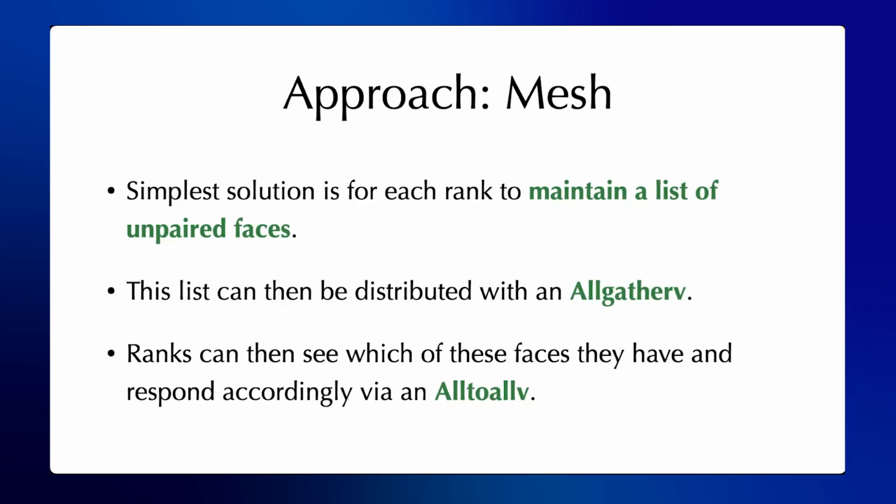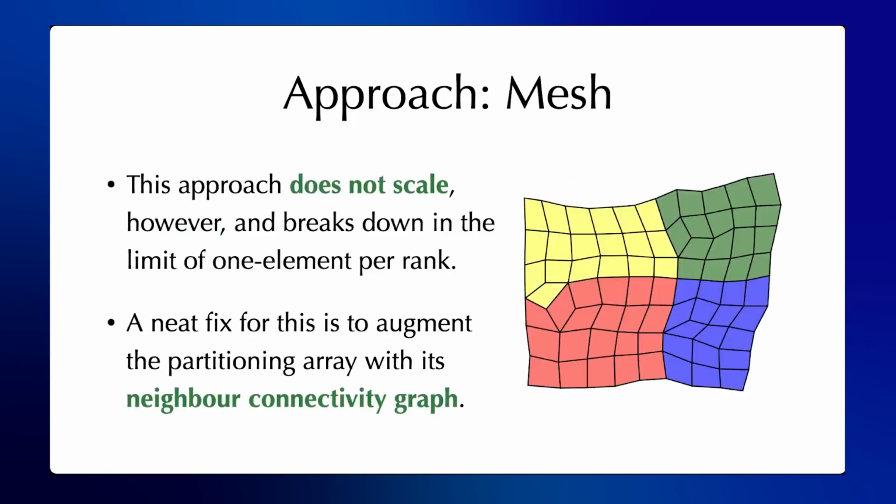This works on paper, but it doesn't scale. And if you want to see why it doesn't scale, try running the fun case of one element per rank. You will find that all gather V is gargantuan, as pretty much every bit of connectivity will be unpaired, and you will be sending hundreds of gigabytes to each rank, which it needs to trawl through. Again, not scalable, doesn't work. How do we fix this?